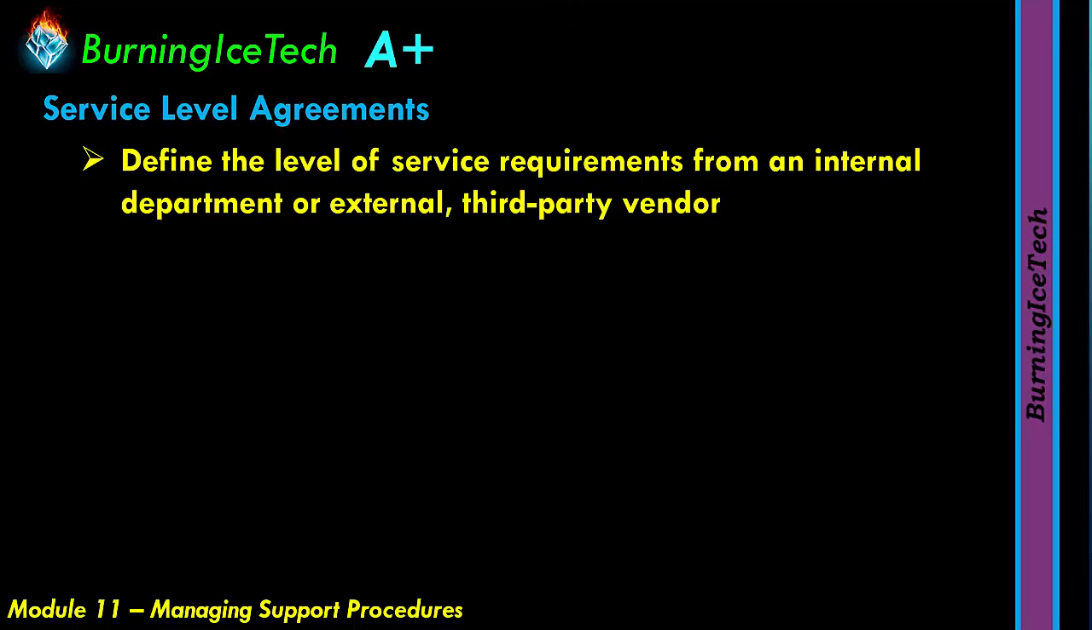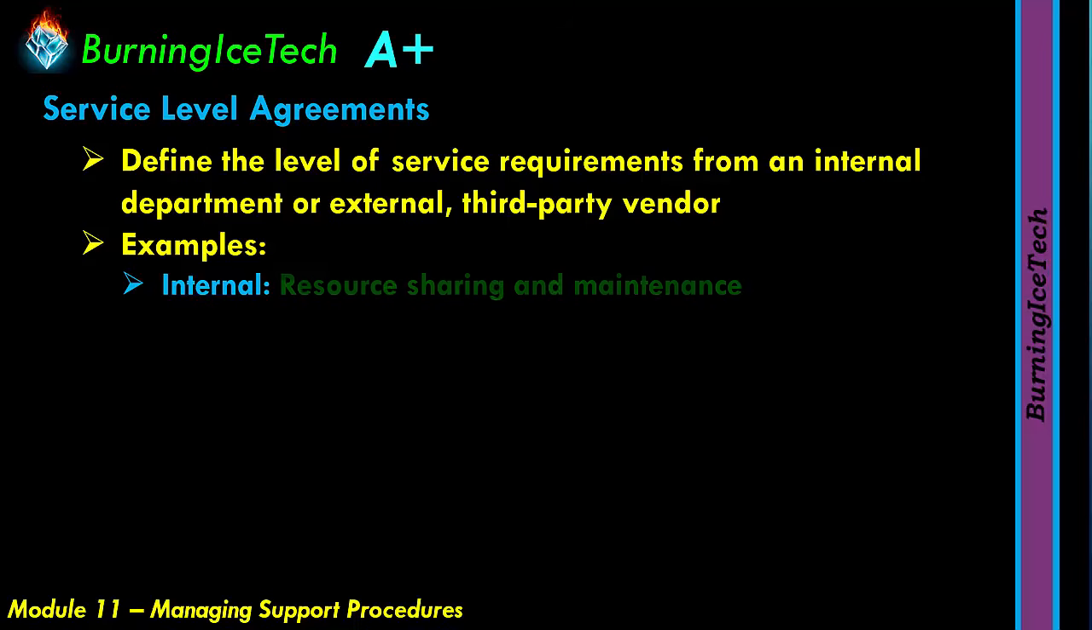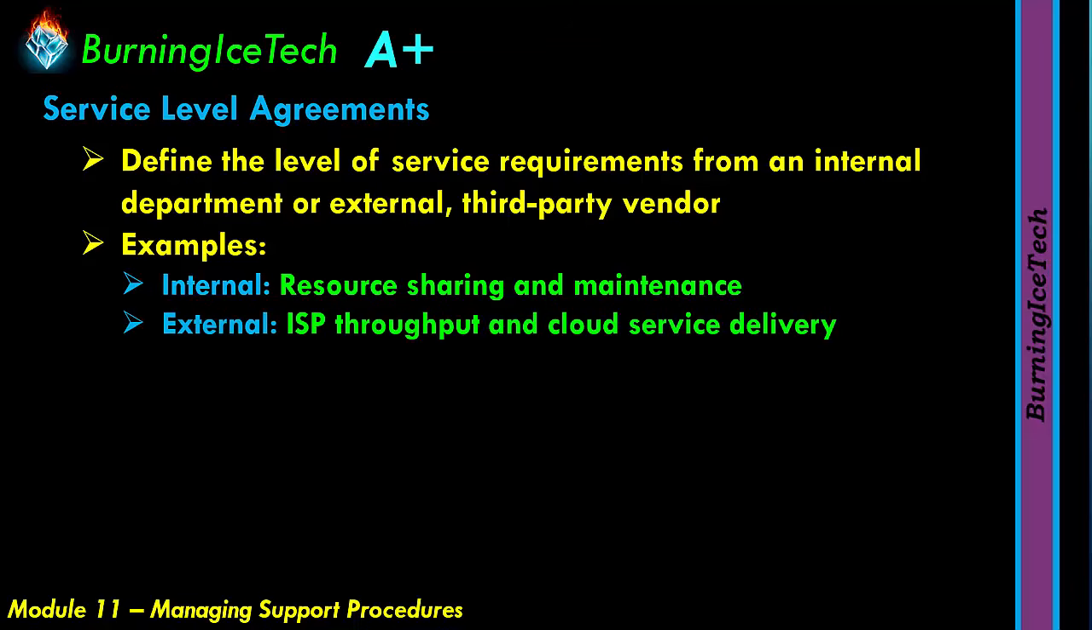Anyway, so yeah, in terms of service level agreements, guys, let me give you guys a couple examples. This could be internal, something like resource sharing and maintenance, for example. This could be external, something like an ISP throughput and cloud service delivery. So I already gave you guys the example of an ISP. So the ISP, what do they provide you with? Internet. Or this could be a cloud provider. What do they provide you with? Well, it's a very long list of things that they can actually provide. Maybe they're hosting your applications. Maybe they're storing your data. Maybe they're running your virtual machines. So this would be an agreement between you and a cloud provider, perhaps something like Microsoft Azure or Amazon's AWS.